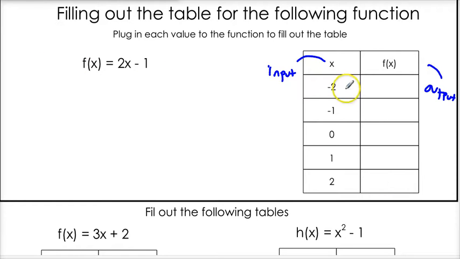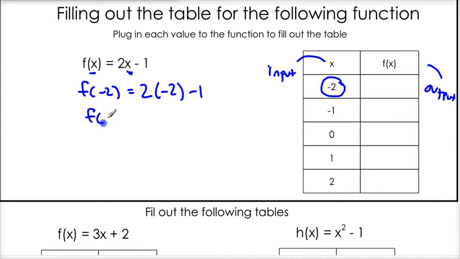So to fill out a table, you just start with your first value of x. So for here, we're going to plug -2 in for x. And just like we did in the last video, you just plug it in for x. We're plugging in our -2 for x, minus 1. So the f of -2 is going to equal 2 times -2 is -4 minus 1. And the f of -2 is equal to -5. So that is our output.